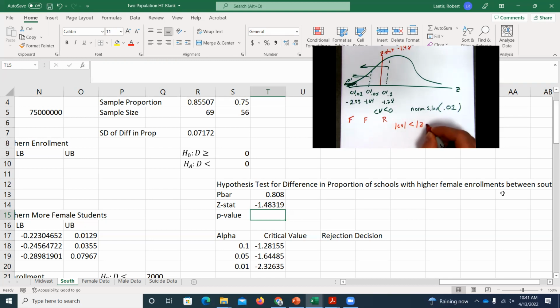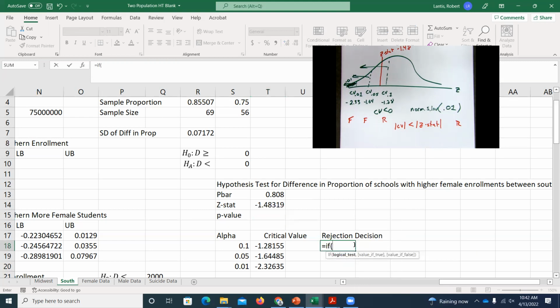our rejection decision was: is the absolute value of my critical value less than the absolute value of my test statistic, or Z statistic? I should reject. So here, my critical value, right? I could do that at each single level, or I can use that IF statement in Excel to make my automatic decisions pretty quickly for me.